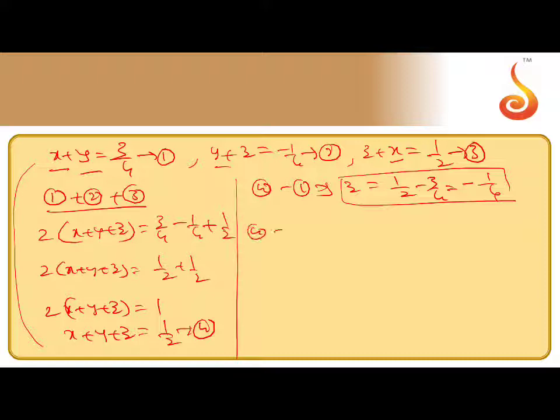Now 4 minus 2 you can take. So what is cancel? Y plus z cancel, get x. So x equal to 1 by 2 minus half minus plus 1 by 4. That is 3 by 4. X is 3 by 4, you got it here.